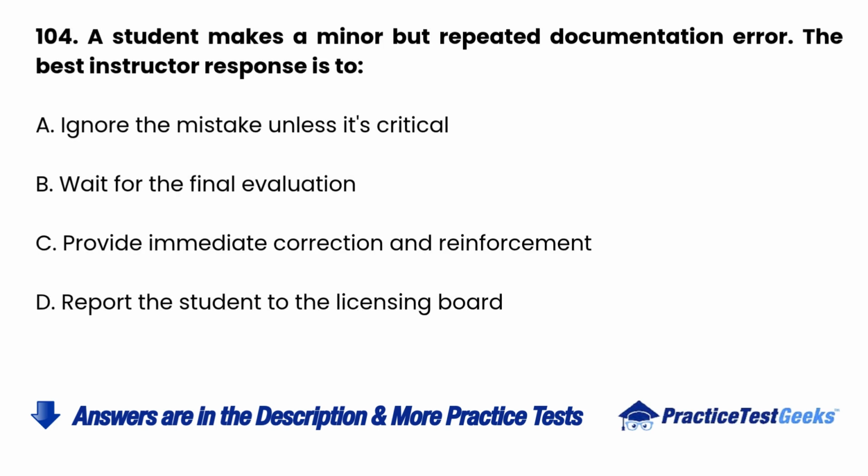104. A student makes a minor but repeated documentation error. The best instructor response is to A. Ignore the mistake unless it's critical. B. Wait for the final evaluation. C. Provide immediate correction and reinforcement. D. Report the student to the licensing board.